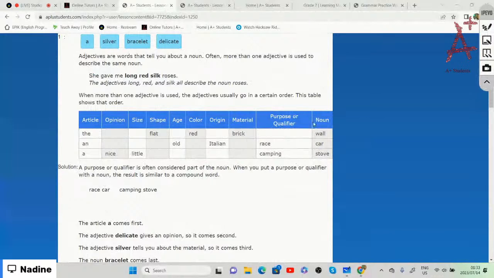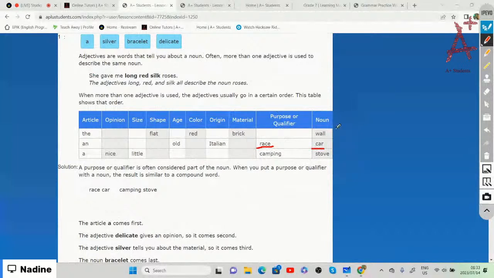And do you see purpose and qualifier? Here it says race or camping, for example. A purpose or qualifier is often considered part of a noun, which is why it comes right in front of the noun. When you put a purpose or qualifier with a noun, the result is similar to a compound word. So if we look at this word over here, there's the purpose or qualifier, and there we have the noun.